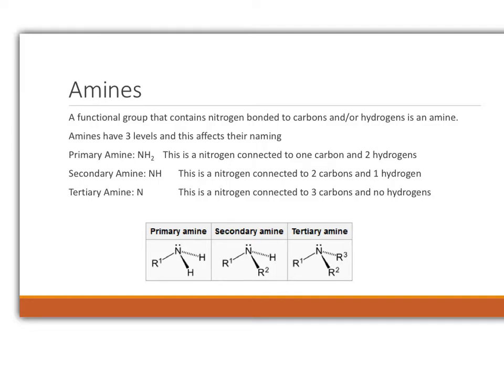But honestly, I remember primary sounds like one, so that should have one carbon. Secondary sounds like two, that should have two carbons. Tertiary, even though tert means four, it still kind of sounds like tri, so I think of that as three carbons. Okay?